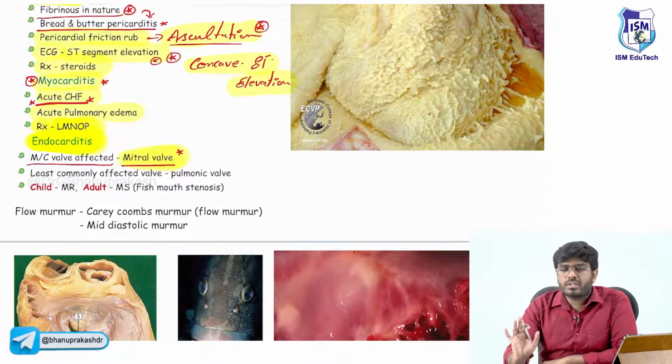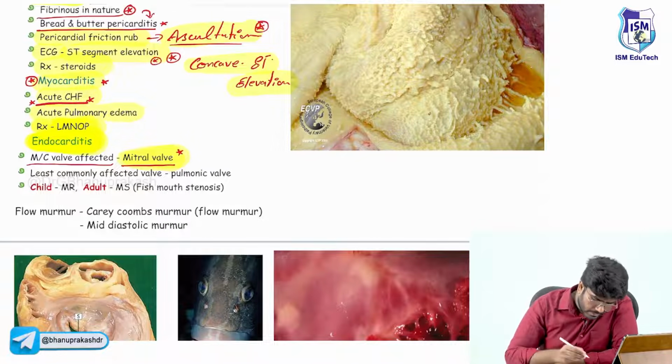Now in pathology, what you should know is there will be pancarditis. Endocardial involvement will be there, leading to endocarditis. In endocarditis, the heart valves will be affected. The most common valve affected is the mitral valve, and the least commonly affected valve is the pulmonic valve. Done.